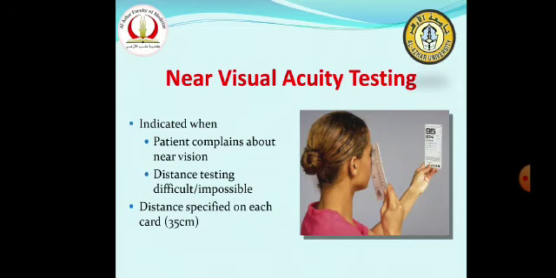Near visual acuity. It's indicated when the patient complains about near vision and distance testing is difficult. The distance specified on each card equals 35 centimeters.